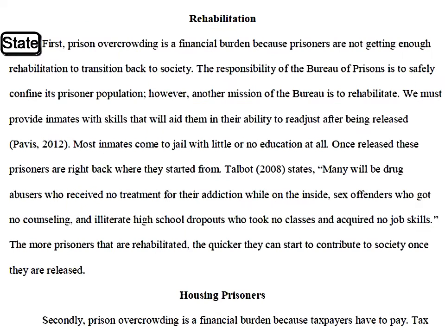Let's read the paragraph's stated main point. "First, prison overcrowding is a financial burden because prisoners are not getting enough rehabilitation to transition back to society." So, the point is stated in Jane's own words, colored green, and becomes the point that the paragraph will have to develop and support to a convincing degree: lack of rehabilitation.